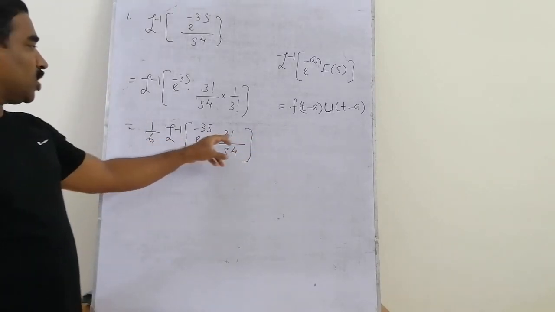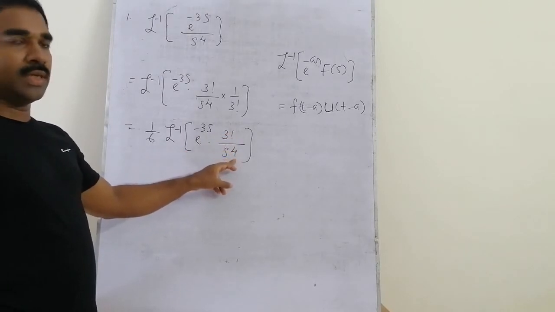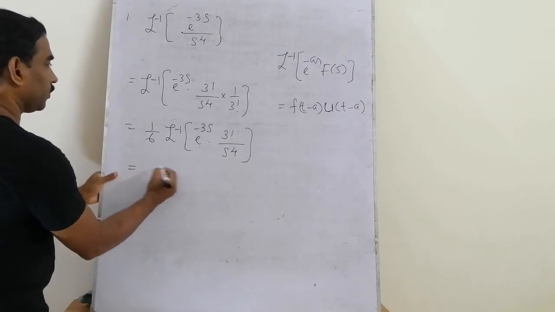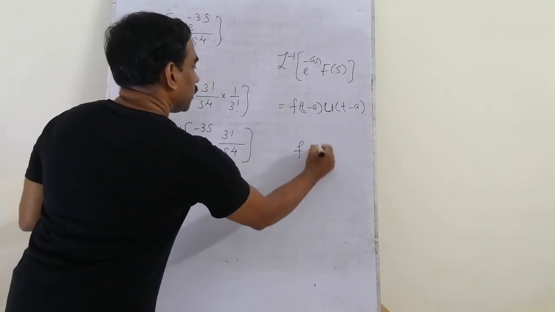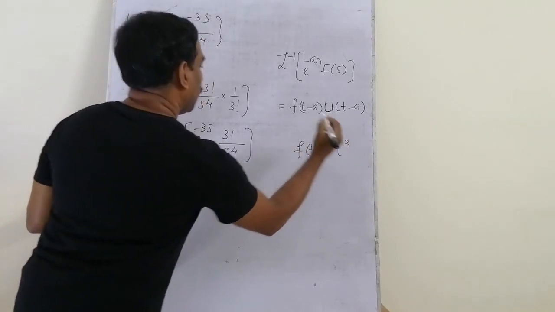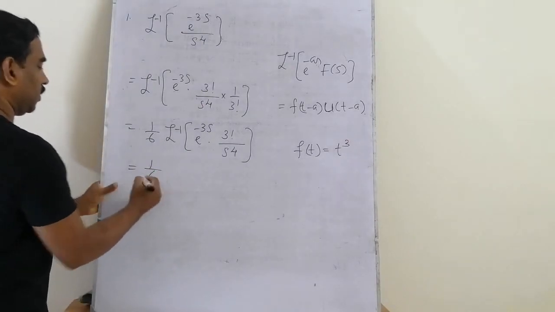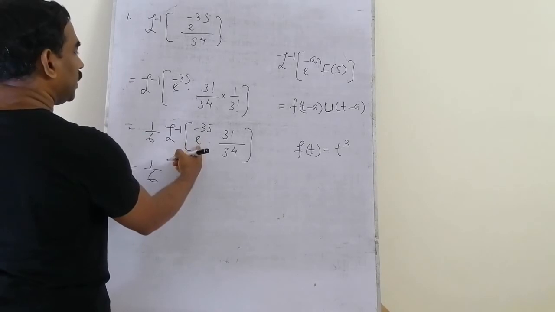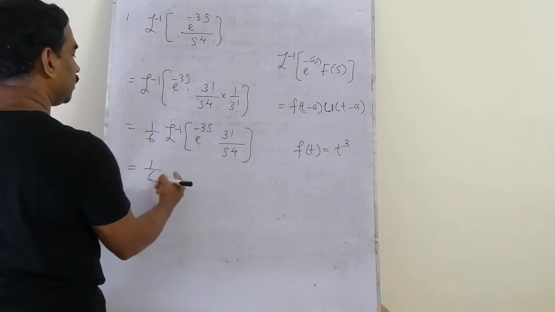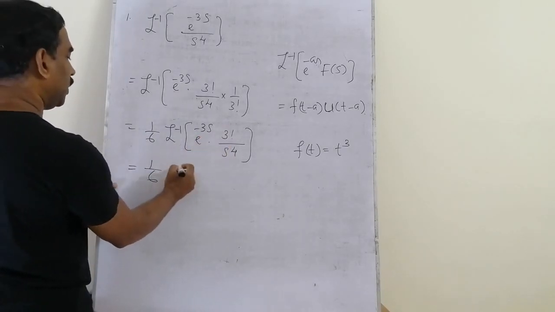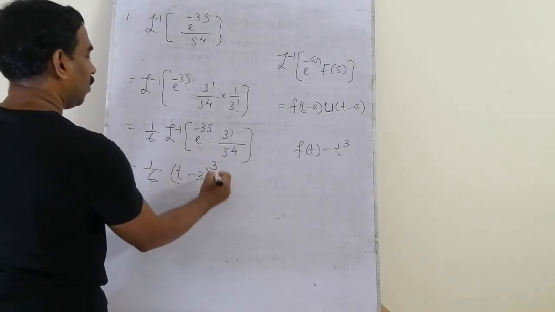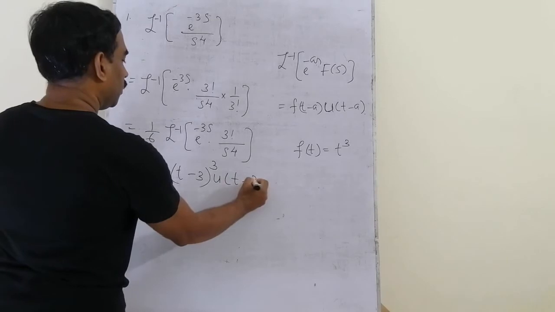So what is the inverse Laplace transform of 3 factorial by s raised to 4? It is the transform of the power function t cubed. So we can take this f(t) as t cubed. So the answer is 1 by 6 into inverse Laplace transform of e raised to minus 3s into F(s). So this is the function t shifted 3 units to the right, that is (t minus 3) the whole cube into u of (t minus 3).